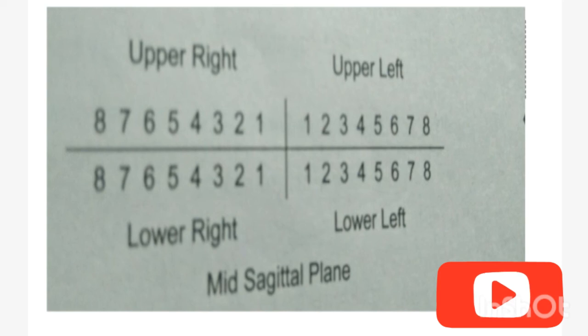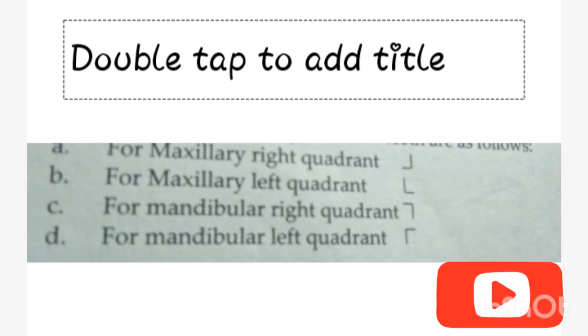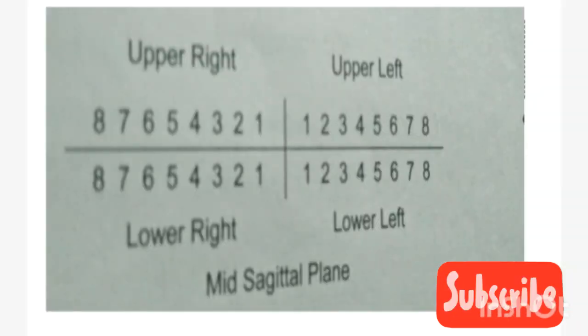In the permanent dentition, listen carefully. Permanent teeth are numbered 1 to 8 in all four quadrants. Numbering starts from the midline and goes backwards. Symbols represent the respective quadrant. For example, if you are going to write the number 1 in the upper right, then what are you going to do? Use the symbol which is in front of the maxillary right quadrant and simply write 1.